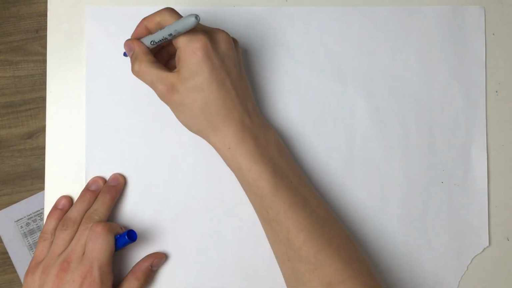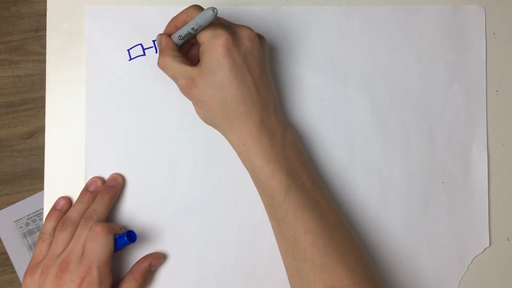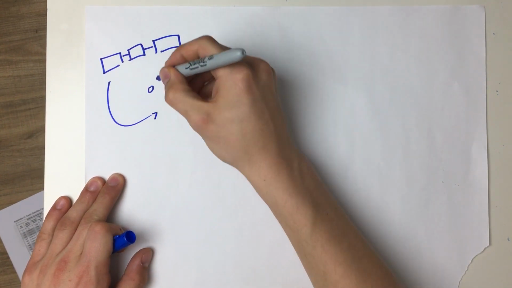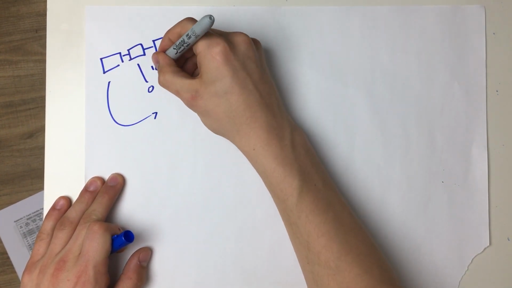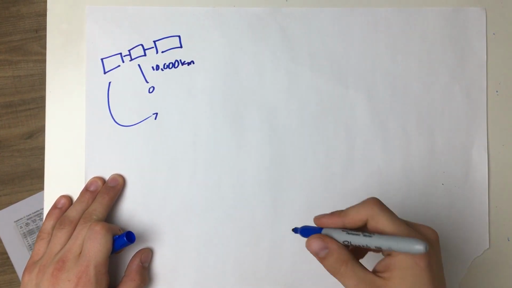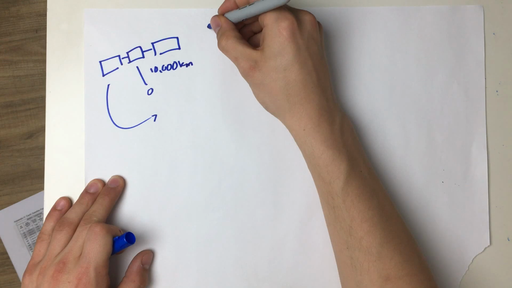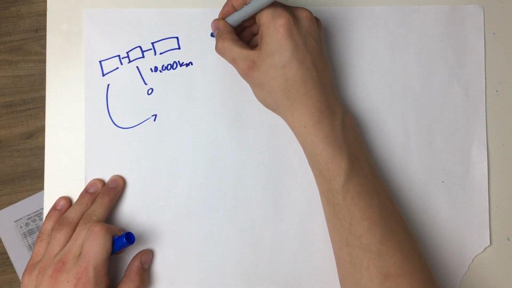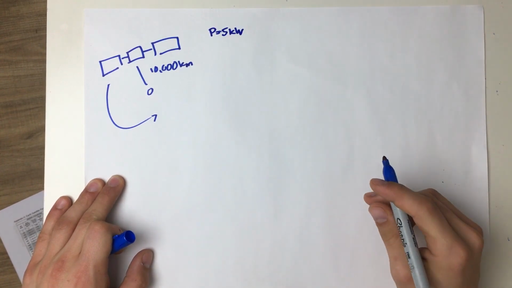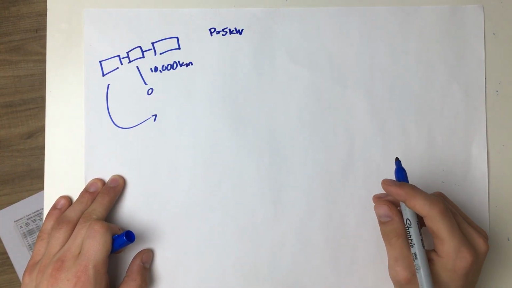Hello. So we've got a satellite. It's powered by solar panels, and it's orbiting around the Earth at about 10,000 kilometers, medium Earth orbit, and it has a power requirement. That power requirement is 5 kilowatts. That's quite a bit of power. Maybe it's a spy satellite.